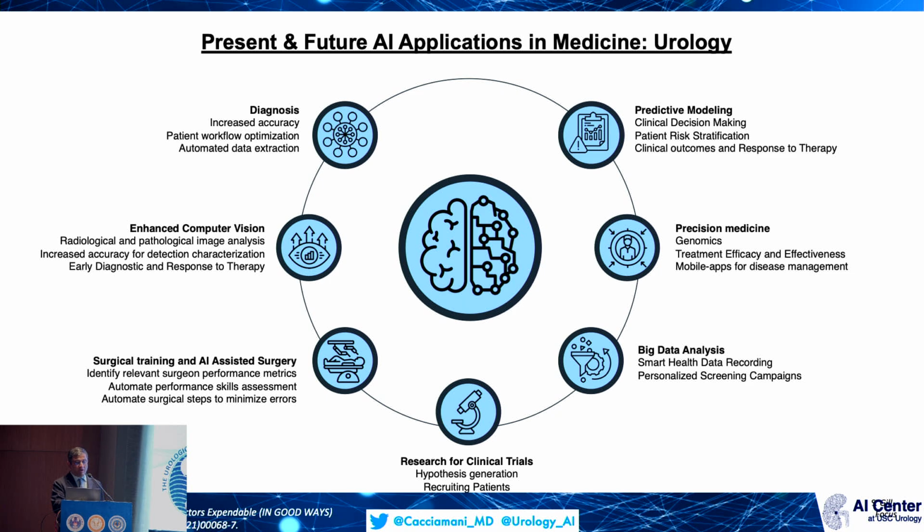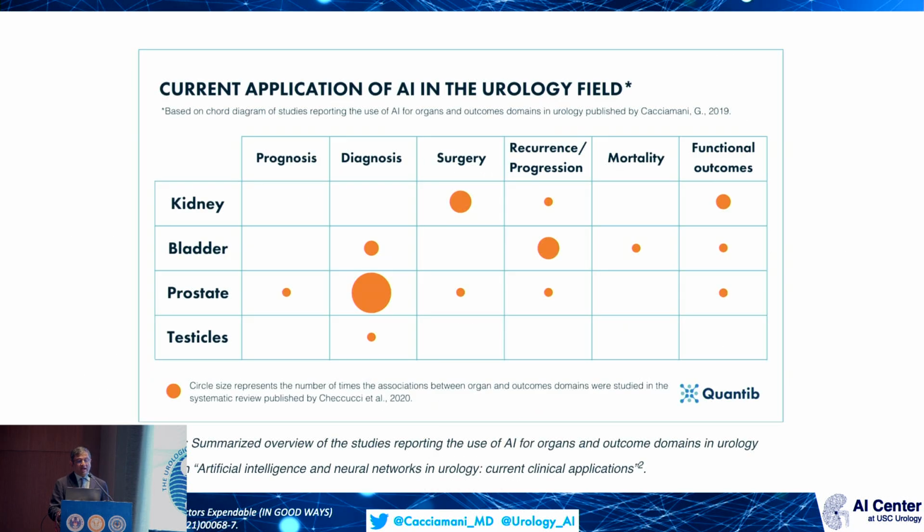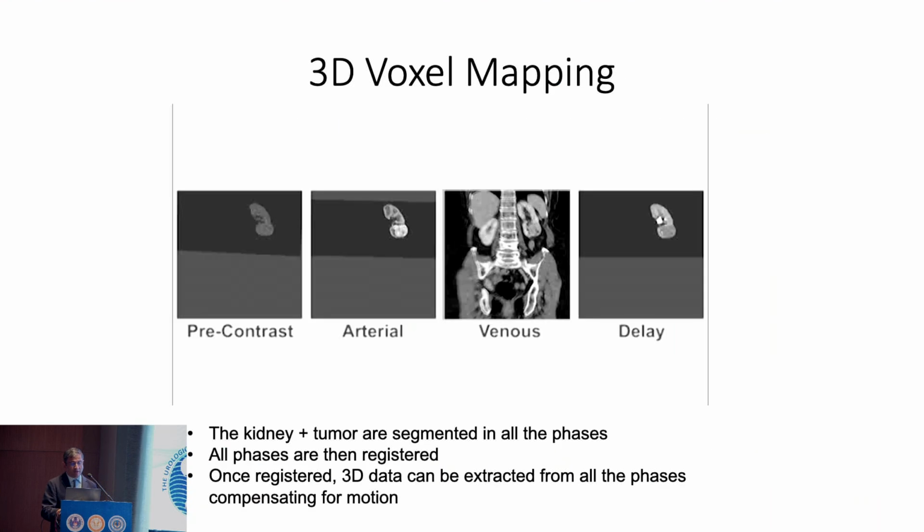Another area which I'll be talking about is computer vision and surgical AI. So use of AI in the surgical space is again another important aspect. So if you look at all, this is just a kind of a pie diagram of the number of studies done and where applications have been used. The biggest dot is in prostate diagnosis. That's really where within urology AI has been used most. But I think all these boxes are going to expand as time goes on.